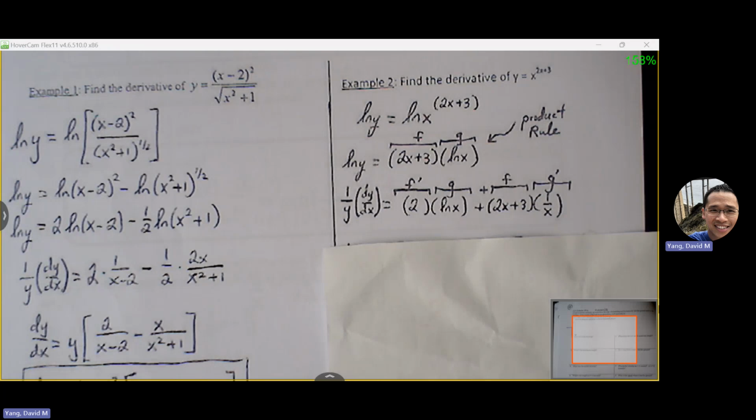So we know the left side is one over y dy dx. We go to the product rule, f prime times g plus f g prime. You don't have to clean up your expression, but we want to solve for dy dx, so what needs to come over? Y, and then replace the y with what?